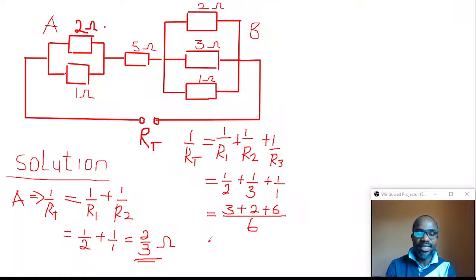So the next thing is adding them together. By the time we add 3 plus 2 is 5, 5 plus 6 is 11. So we have 11 all over 6. Good. So remember we have 1 all over RT. We have 1 all over RT. That is it. Good.